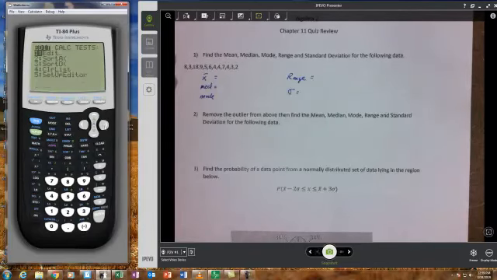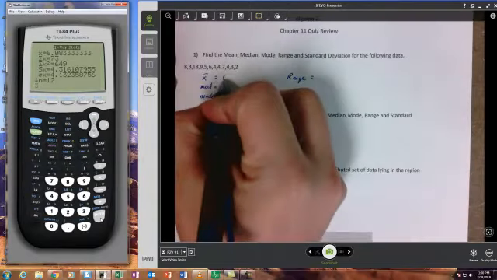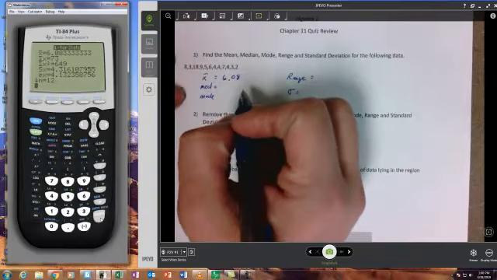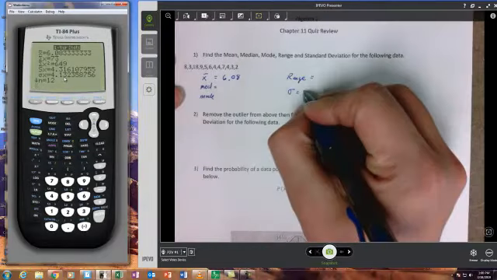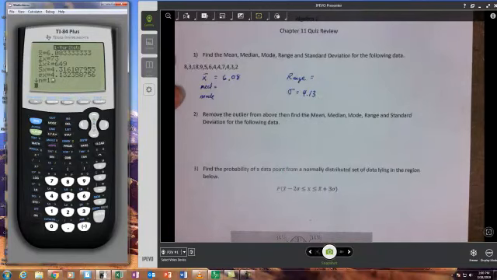I'm going to go to Stat, over to Calc, and I'm doing one variable statistic. So I just press Enter down to calculate. So right here I have a mean of 6.08. That's my top number. The other thing that shows up on this front page is our standard deviation, which is right here, 4.13. The range and other things might be found a little bit further down here.